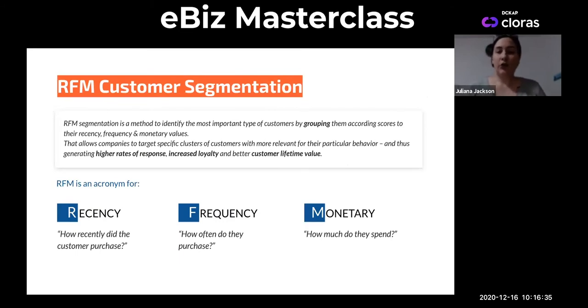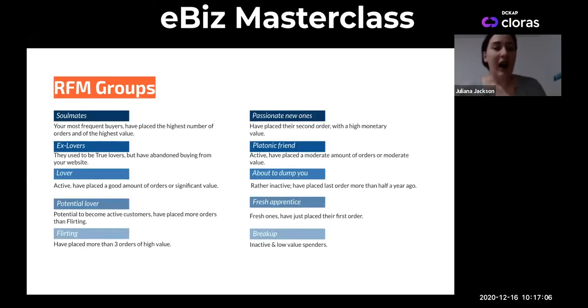You will be able to use this RFM segmentation, which is a transactional behavior segmentation, to identify your most important types of customers by grouping them according to their recency, frequency, and monetary value scores. Doing this, you will have segments of customers that have the same purchasing behavior. This way you can address these customers with a different type of communication that's going to be way better than just praying and telling everyone the same story. So these are examples of how the groups are.